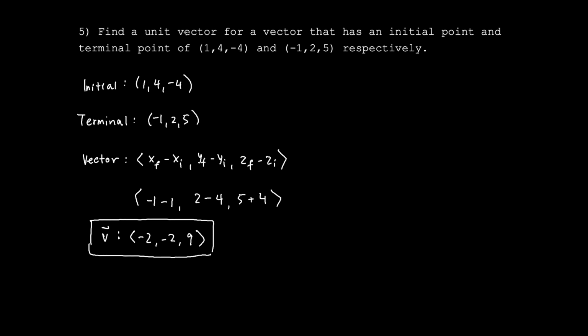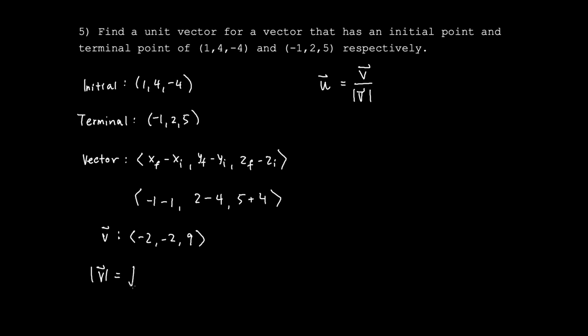So we can find the unit vector for this vector. Actually, I shouldn't box this yet because we're not done with the question. It wants to find a unit vector for the vector that has an initial point and terminal point of this. So now that we've calculated the vector, we can start by solving for the unit vector. We know the unit vector is calculated by the vector over its magnitude. So we want to find the magnitude of this vector first. The magnitude of the vector is calculated by the square root of the sum of the square of each of its parts. So x squared plus y squared plus z squared.